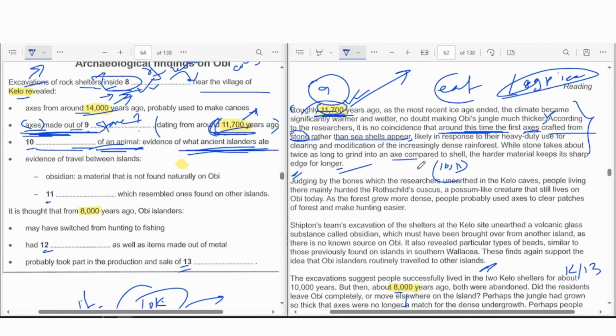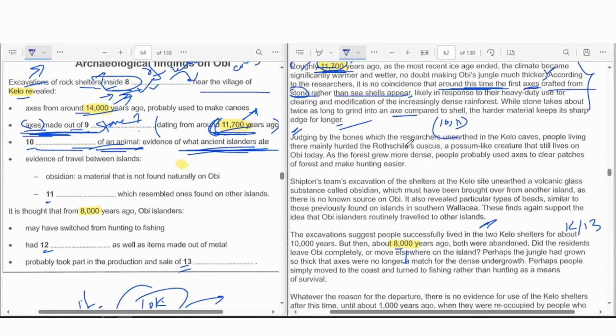See, it's all about the excess. We are looking for something after the excess. So judging by the bones which researchers unearthed in the caves, people living there mainly hunted. They used to hunt a possum-like creature. So creature means animal, isn't it? Creature means animal. Living there mainly hunted, right? Still lives on. They are still living there.